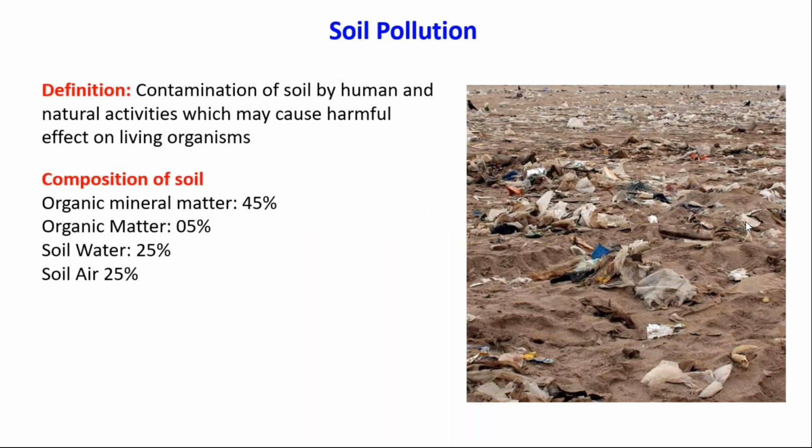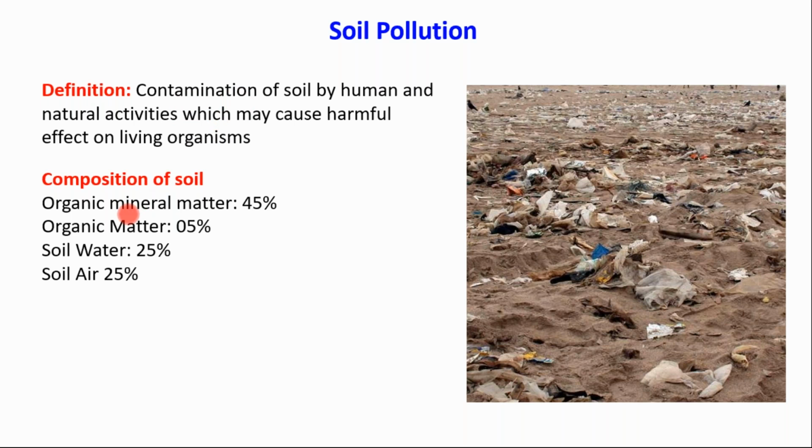So what is soil pollution? Contamination of soil by human and natural activities which may cause harmful effects on the living organisms. So contamination means some impurities are present in the soil. Due to these impurities, due to these pollutants, there may be a harmful or adverse effect on the human as well as on the natural activities. So that process is called soil pollution. And these contaminants or impurities are called soil pollutants.